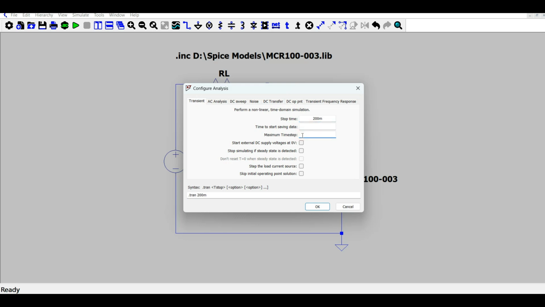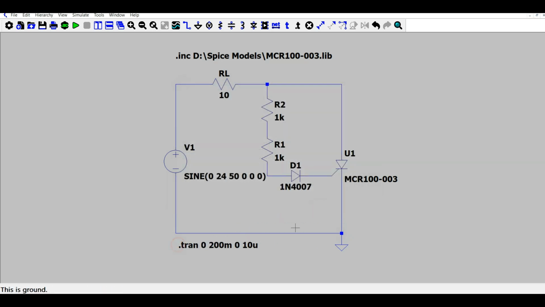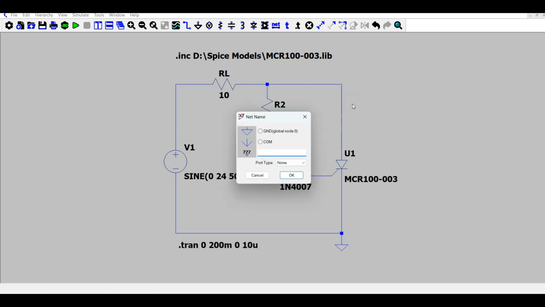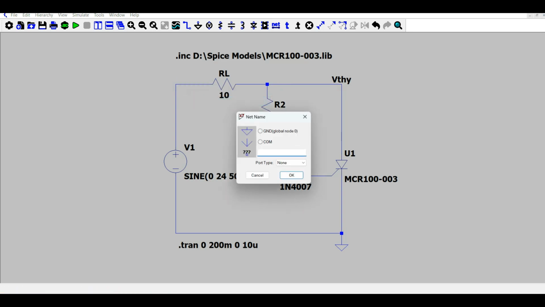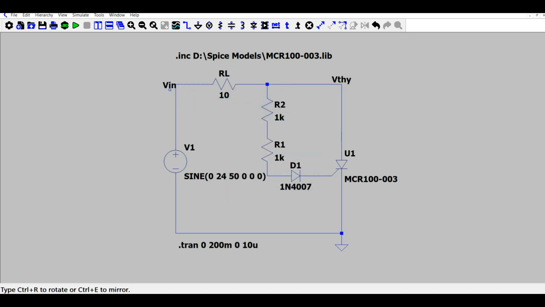Then we will be setting a time step with a maximum value of, let's suppose, 10 microseconds, and place it here. And let's label this net as the thyristor voltage, and then label another net, that is this one, as the input voltage.